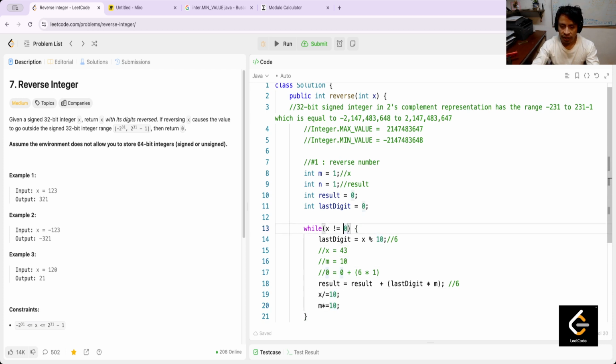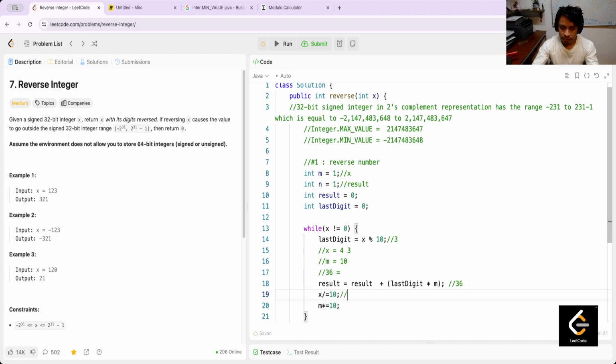Now for the next iteration, x, 43, is different to 0. The last digit of 43 is 3. Sorry, I forgot to say this value. Now result, that has the number 6, is equal to result plus last digit, in this case the number 3, multiplied by 10. In this case 3 multiplied by 10 is 30, plus 6 is 36. Now result has the value of 36.